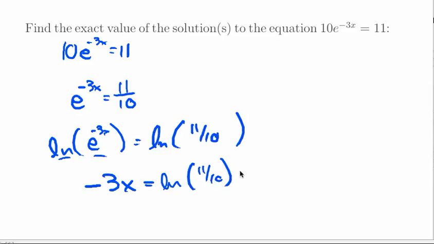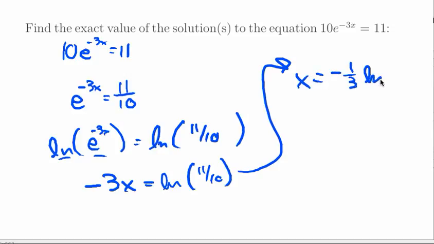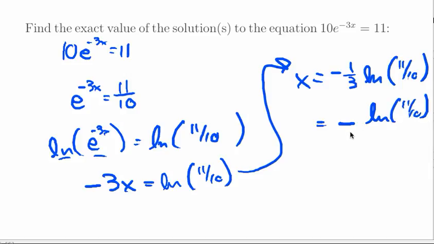Now to solve for x, I'm just going to divide by negative 3, and my x is going to be negative 1/3 ln 11 tenths. Or same thing, you could write it as negative natural log 11 tenths, the whole thing over 3. Same answer both ways.